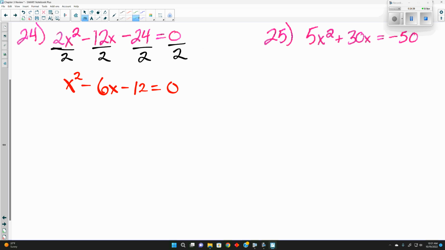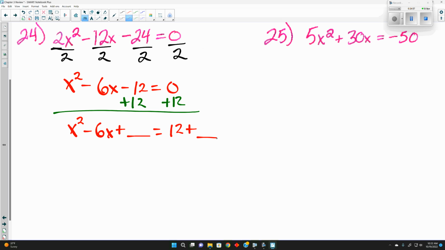Okay, that was step 1. Step 2 is to get the constant term by itself and leave 2 spaces. So what we can do is add 12 to both sides, which gives us x squared minus 6x plus blank equals 12 plus blank.